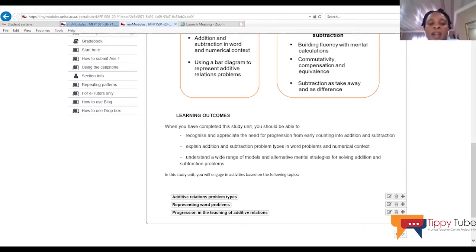Then when you are comparing these two figures, you need to go to the blog. Remember again, if you forgot how to use the blog, we still have a tab here where you can go and remind yourself how to use a blog. And then you're going to post your reflection on the blog.